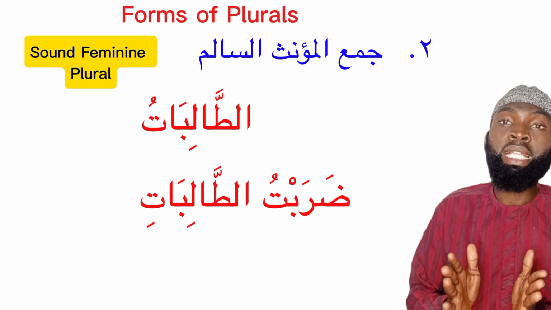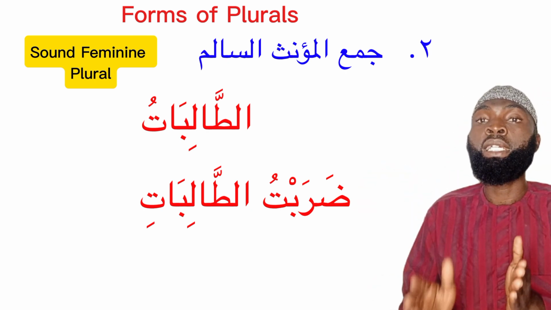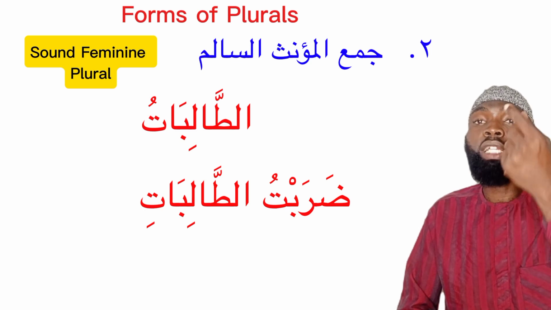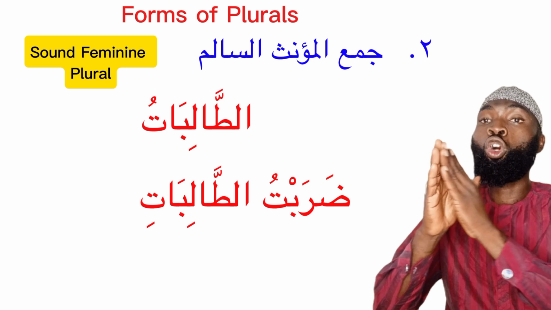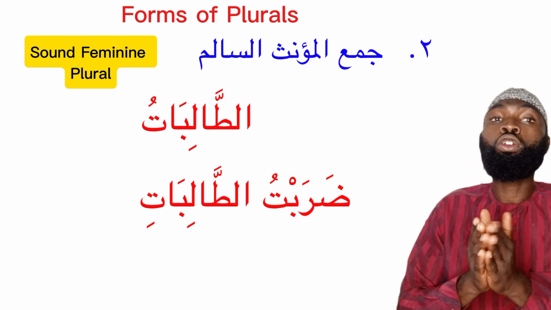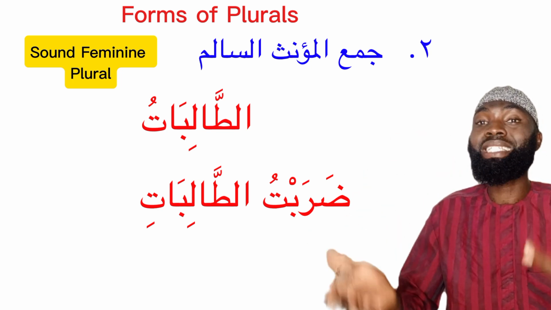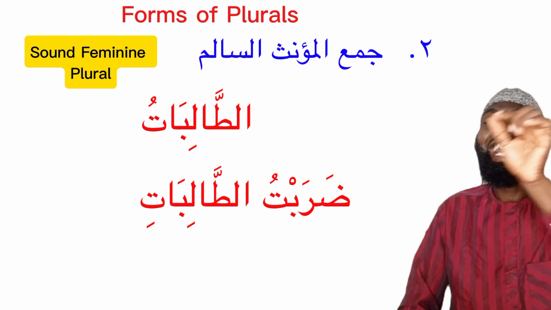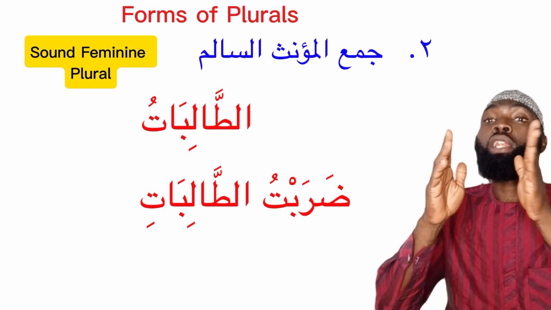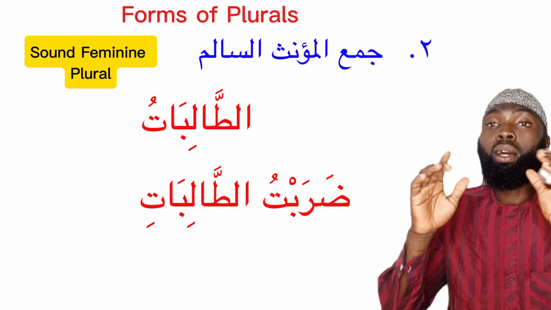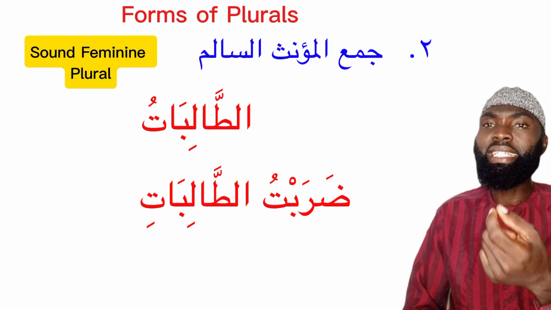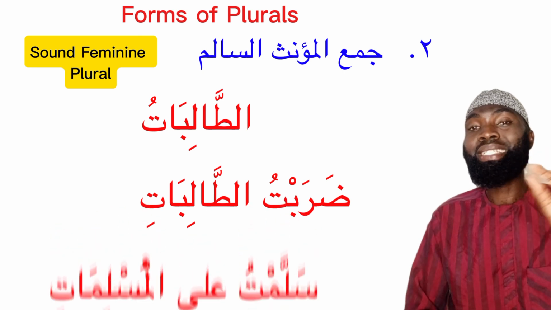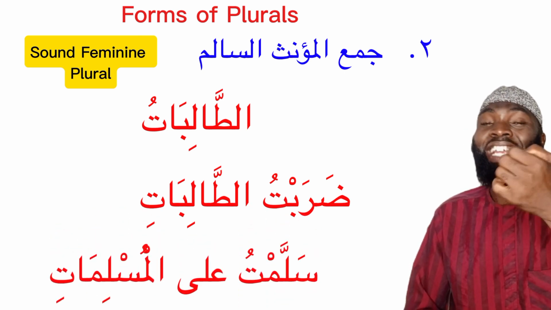When I also say Ja'at talibatu, the students came, it will be carrying dhamma because here it is coming as the subject of the sentence. But when I say darabtul muslimat, I beat the Muslim females, it will be muslimati, carrying kisra. This will also be the same case when these nouns are coming after a preposition. Like when I say sallamtu alal muslimati, it will still be carrying kisra.